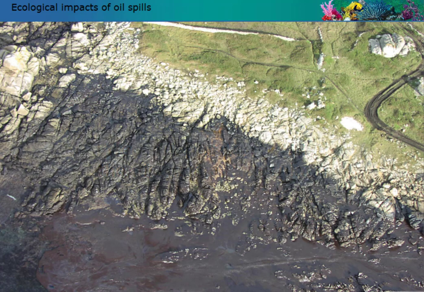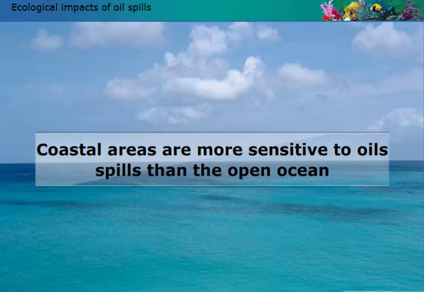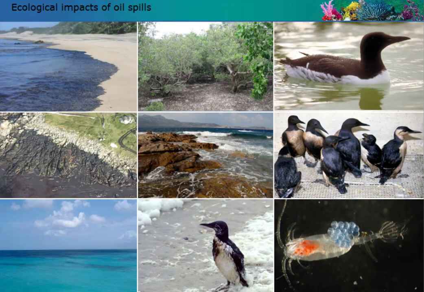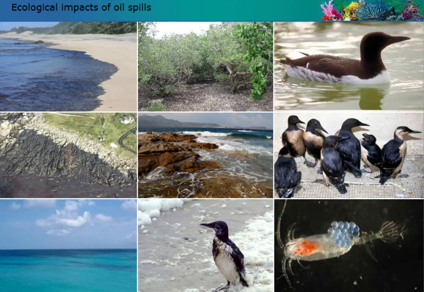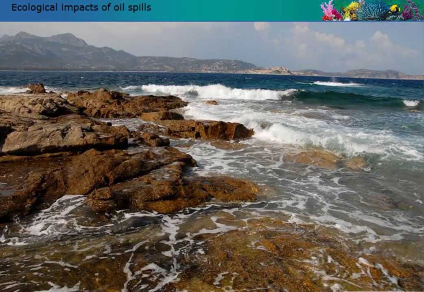Discharges in coastal areas have more negative effects than discharges in the open ocean, because coastal areas harbour more life. Shorelines are very exposed to the effects of oil, as this is where oil naturally tends to accumulate. Salt marshes and mangrove forest are especially sensitive to oiling. Rocky shores are generally less vulnerable than coasts with soft sediment, because oil is not absorbed by rocks.